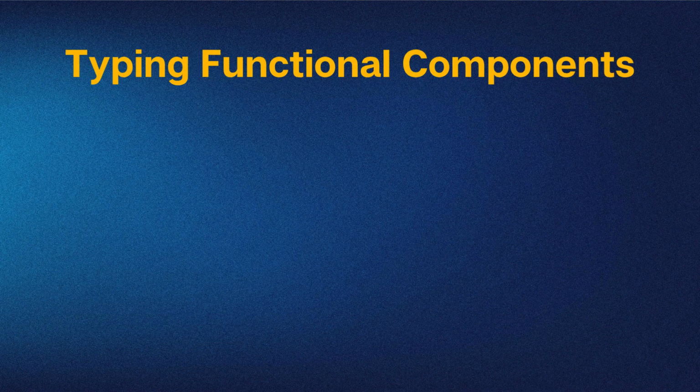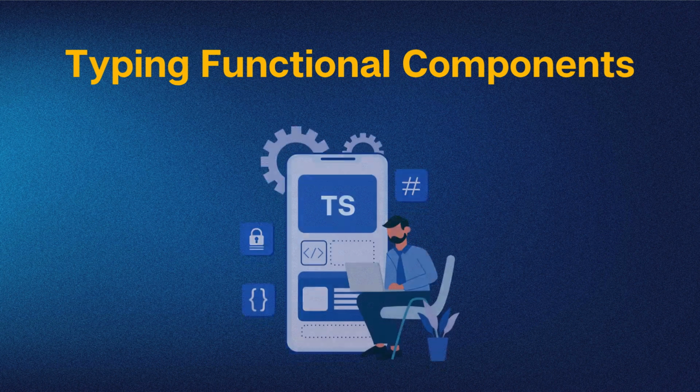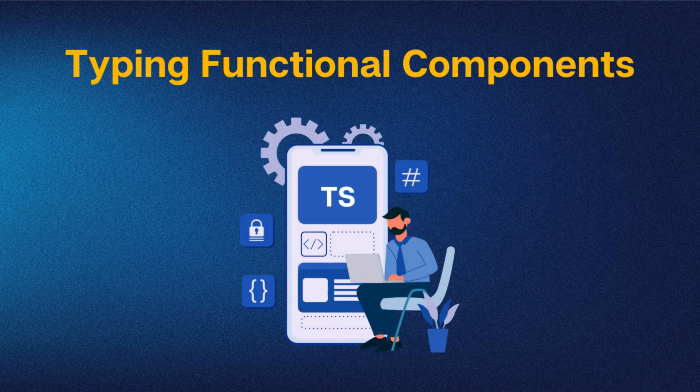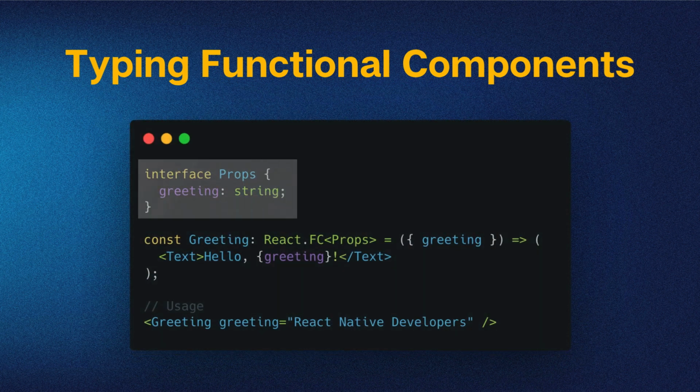Functional components are the backbone of modern React development. With TypeScript, you can define explicit types for props and the state to ensure components are used correctly throughout your application. Here, we define a props interface that specifies the expected structure for the props. The greeting component is typed using React.FC props, which stands for functional component, and ensures that it receives a greeting prop of type string.